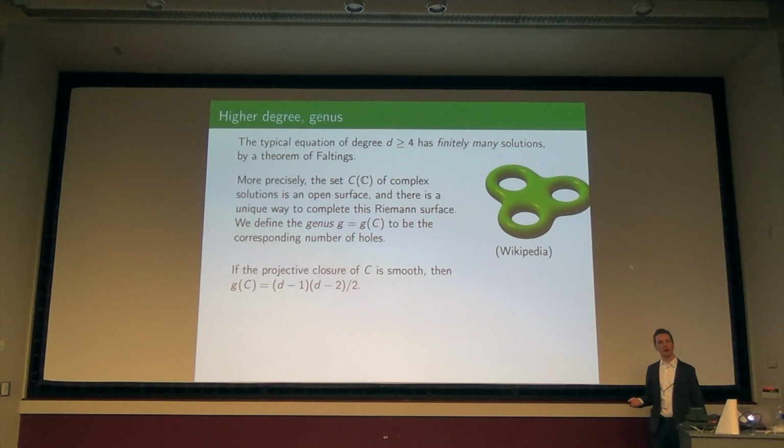If the equation we started with, which was f of x, y, was already smooth at infinity in some sense, which is typical behavior, then the genus is just given by this expression in the degree. So if you start with something smooth and you make sure that when you tend to infinity, you do that in a nice way, this is what you get.